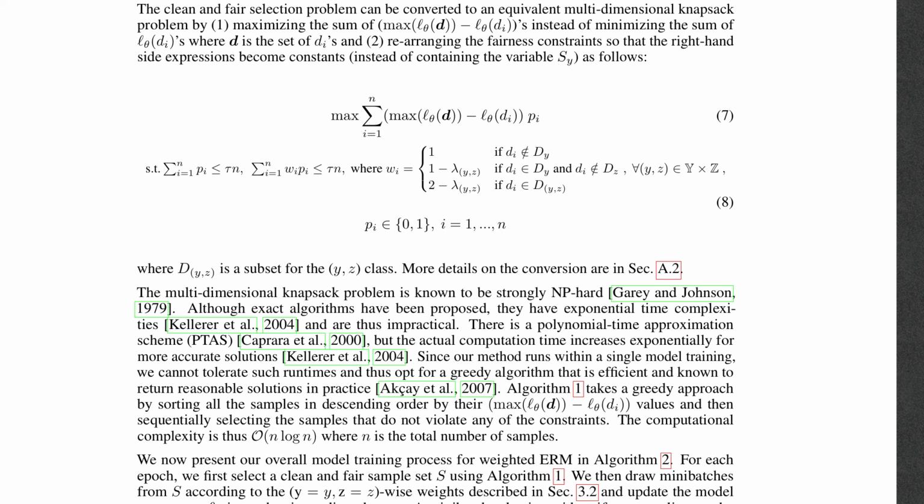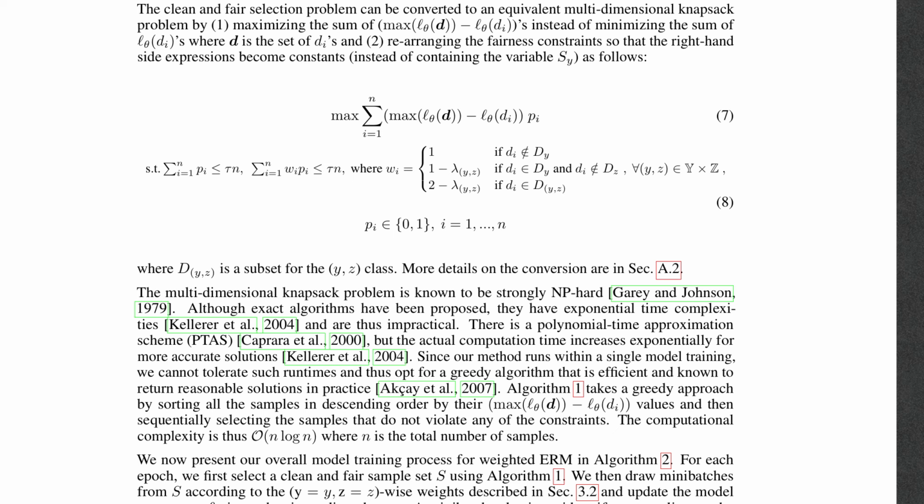You sort them in descending order, meaning maximum profit first, and then you go by the sorted indices, and if the item does not violate any constraints, you add it to the S, and once you get to the ratio that you require, you will return it.